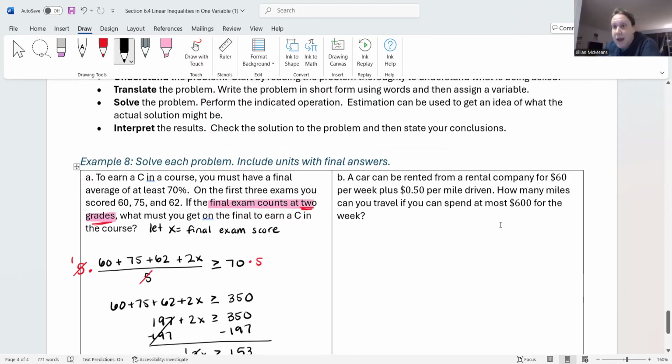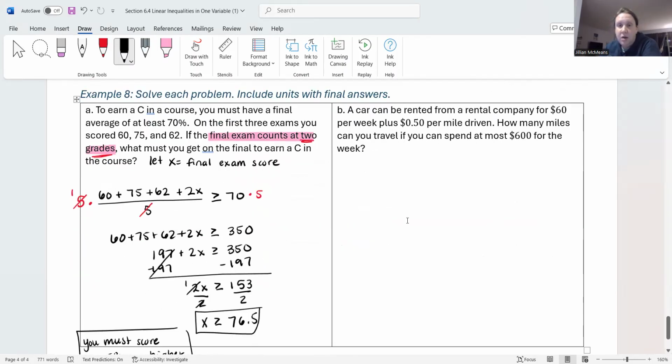All right, last up, we have a car. A car can be rented from a rental company for $60 per week plus 50 cents per mile driven. How many miles can you travel if you can spend at most $600 for the week? If you ever see "at most," that means the highest you could possibly spend is $600, not a penny over. So you could spend less than $600. You could spend exactly $600, but you cannot spend more than $600.